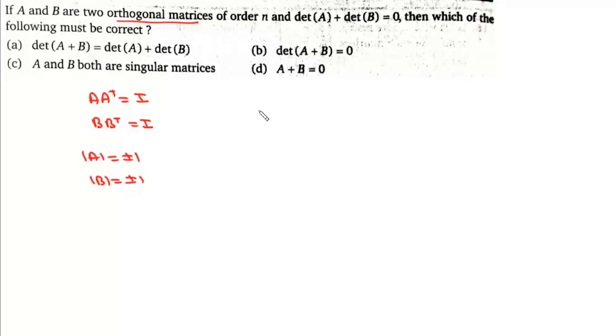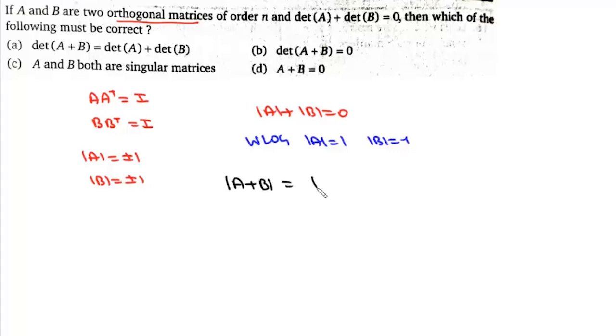Now it says, if determinant of A plus determinant of B is 0, now it'll be 0 when one of them is +1 and the other one is -1. So without loss of generality, we'll assume that determinant of A is 1 and determinant of B is -1. Now, which of the following must be correct? Now, we'll start with determinant of A plus B.